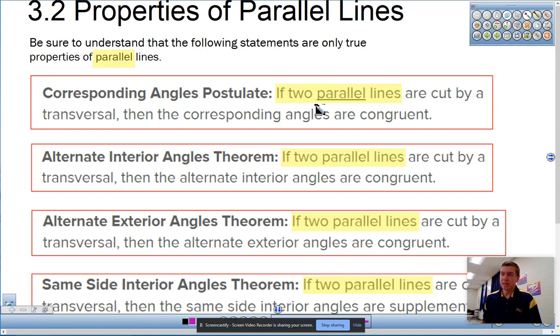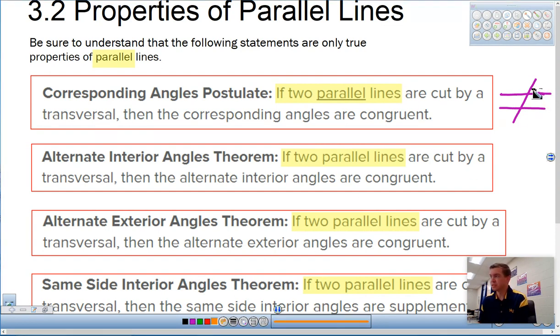And the rule is going to be that if two parallel lines are cut by a transversal, then the corresponding angles will be congruent. Here are some parallel lines. These are the corresponding angles, or this is a set of corresponding angles. Those two angles are congruent, just like these would be congruent, and these would be congruent. The corresponding angles are congruent.